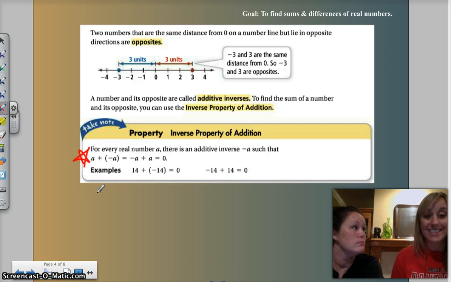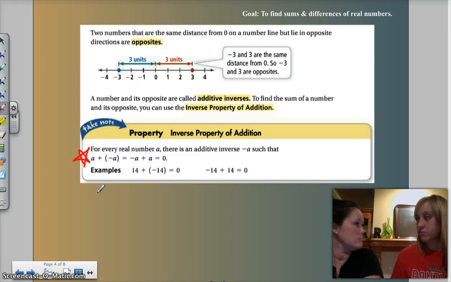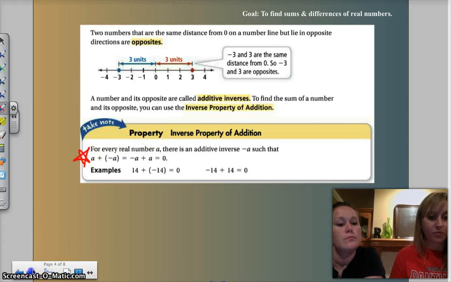So A plus -A is the same thing as -A plus A, which is 0. Right. And it's called the inverse property of addition, or you can call it additive inverse. I'm okay with that. Are you okay? Anything works. I'm good with it. Yeah. Okay.